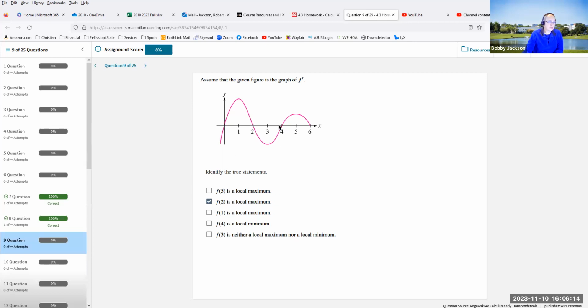F of 4 is a local minimum. Yes, because at 4, the sign changes from negative to positive in the derivative. This derivative changes from negative to positive at 4, and therefore we have a local minimum there. And then f of 3 is neither a local max nor a local minimum. Notice at this x value, it's not a critical value, but if you think about it, from 2 to 4, what's happening? The derivative is negative. That means the function's decreasing all the way from 2 to 4. And so f of 3 is neither a max nor a minimum. Okay, and so we're going to check that box.